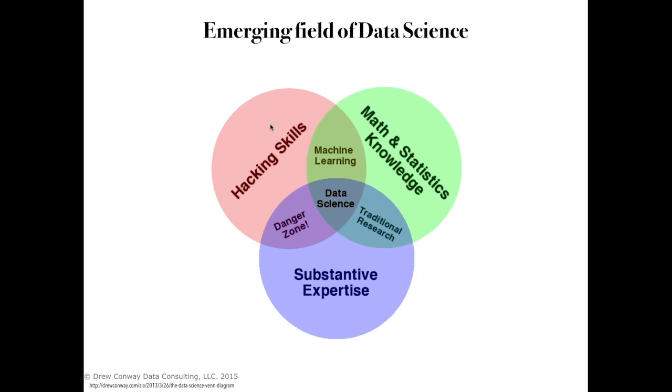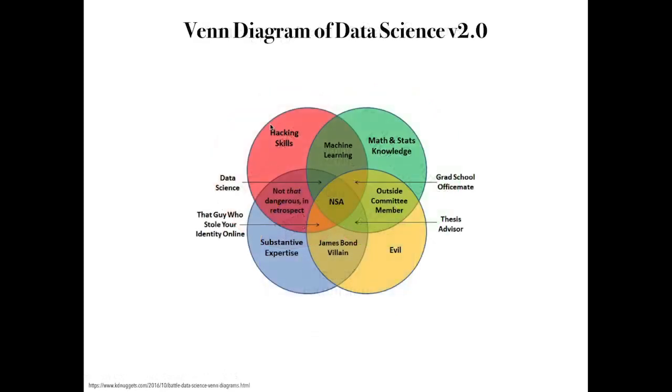Again, not my Venn diagram, but you can see maybe traditional research falls in here, and the danger zone sits in here if you don't know enough about the math and statistics, perhaps. Now, this, of course, has been updated several times. So here's one: we've still got our hacking skills, our math knowledge, substantive expertise, and then we've got this sort of evil that comes in. So right here is your thesis advisor. We've got some expertise, a little bit of evil, and some knowledge of math and statistics. And here is your outside committee member. We've got mostly evil, a little bit of math and stats knowledge, not much expertise.